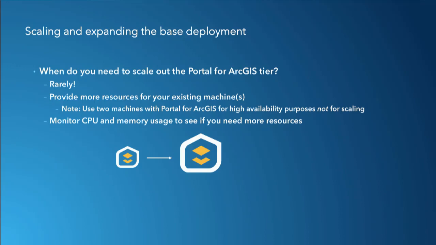If you have to scale out, we do not scale out the portal component horizontally, meaning we don't scale out by adding additional machines. You will have to scale up vertically by adding more resources to the machine or machines where it's running on. Now, I mentioned potentially multiple machines. We support a 2-machine setup for the portal for purposes of high availability. It's not for the purposes of scaling out.